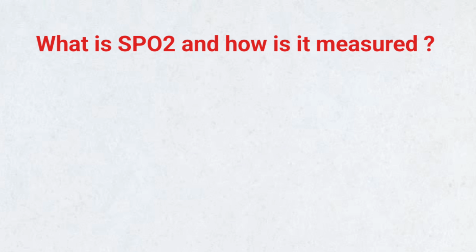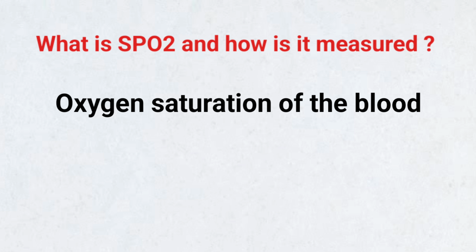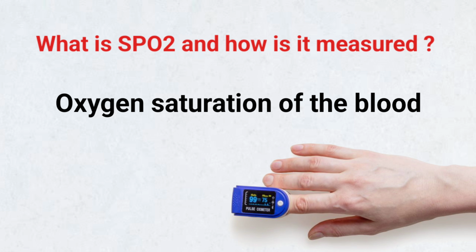What is SpO2 and how is it measured? SpO2 is oxygen saturation of the blood. It is measured using a pulse oximeter.